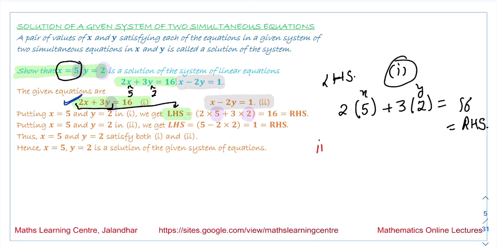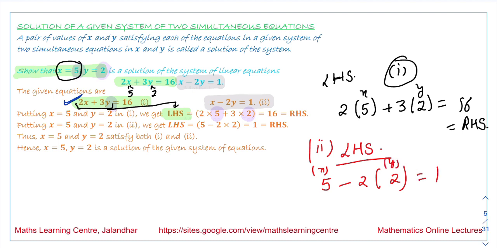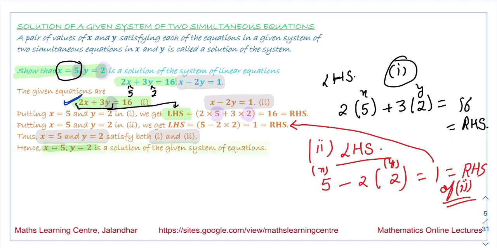Next we are talking about the second equation. For the second equation, the LHS is x minus 2y. So x is 5 and 2 into y is 2. This is the value of x, this is the value of y. The answer we get is equal to 1, and that is equal to the RHS of equation number 2. So x is equal to 5 and y is equal to 2 satisfies both equations 1 and 2. So x is equal to 5 and y is equal to 2 is the solution of the given system of equations.